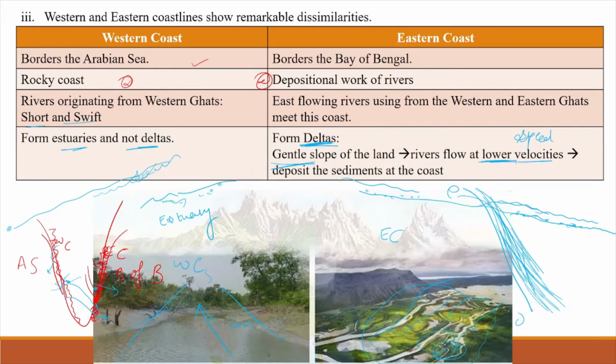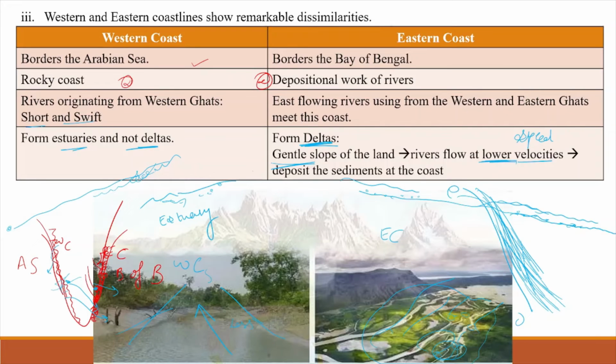Estuary is direct meeting of river and sea. Delta is not direct because there is deposition of sediments taking place and then land masses are formed. So there is a little obstruction for the river to meet the sea. So it's not direct. So understand the whole working of it. Why there is an estuary, because there is a short and swift flow of river, and because of that you have less sediments carried in the river, and therefore there are less depositions and there is a direct meeting of a river to the sea.